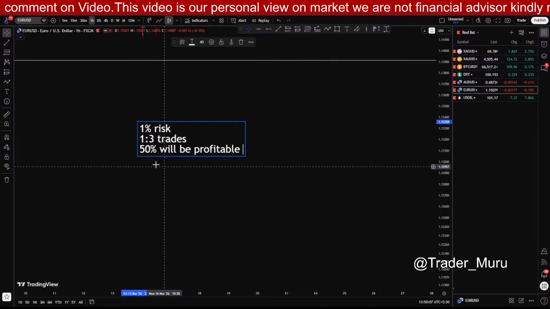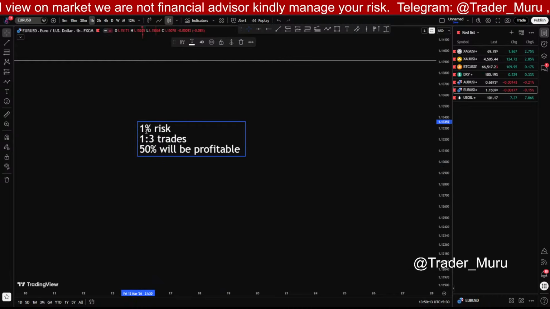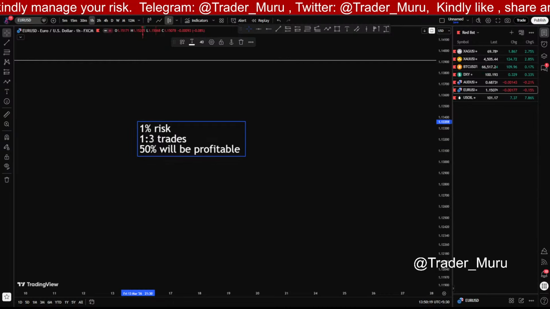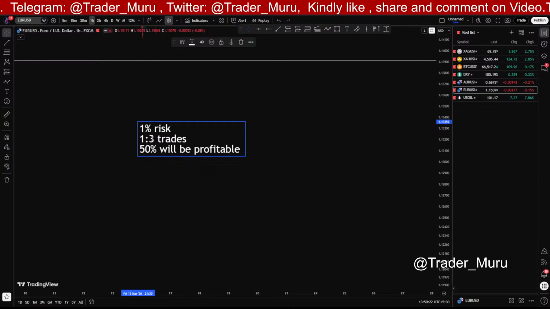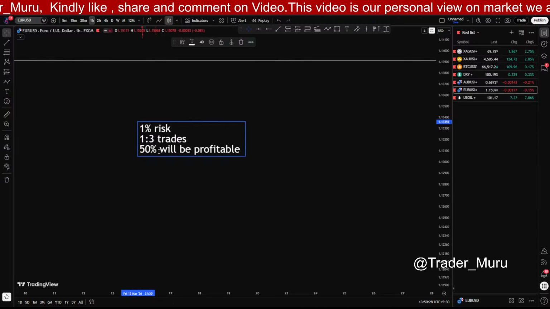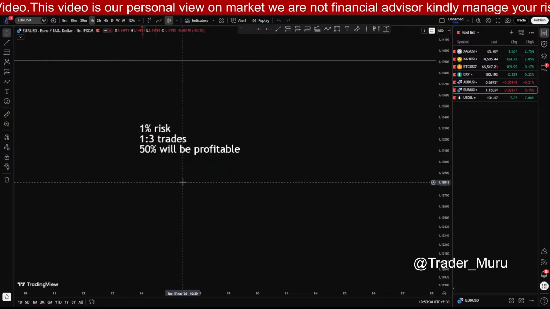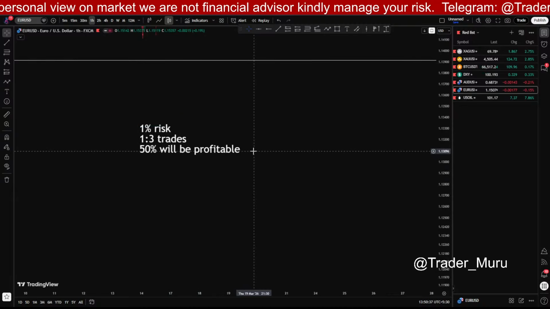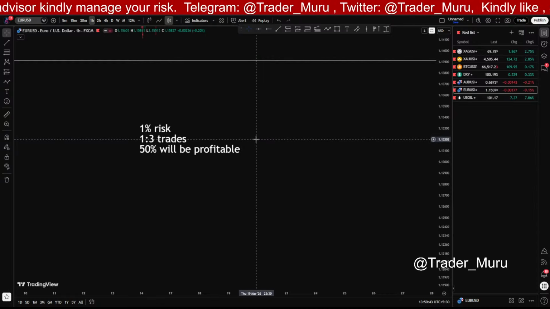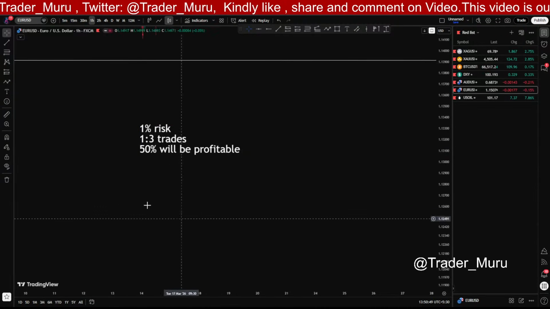Many people try to mess this up. Firstly, they risk more than 1%. Secondly, they try to catch 1 to 10 or 1 to 20 trades and mostly get stop loss or break even. And third, they don't have any profitable or consistent strategy. So first of all, find a strategy. Second, calculate your risk. And third, just be consistent and disciplined about your trades. This is how you can grow your account.